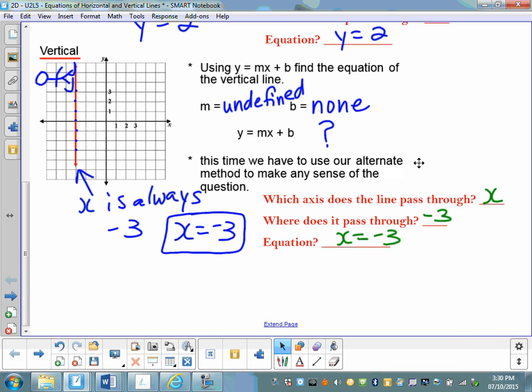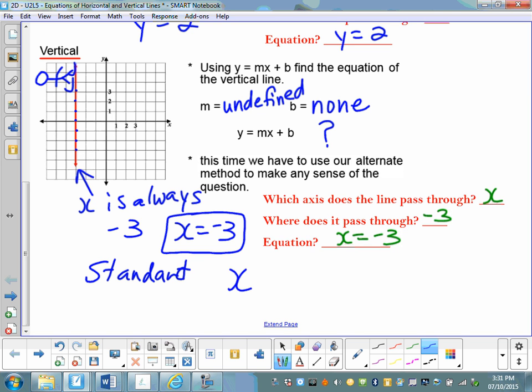Now, in these situations, if we wanted to change this to standard form, remember we want everything on one side equal to 0, and the x coefficient has to be positive. So x is positive right now, so I'm going to leave the x on the left side. I would bring the -3 to the other side, and it would change to +3. So in standard form, I would write it like this.